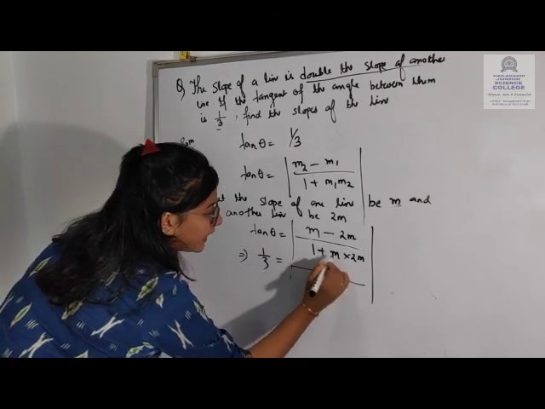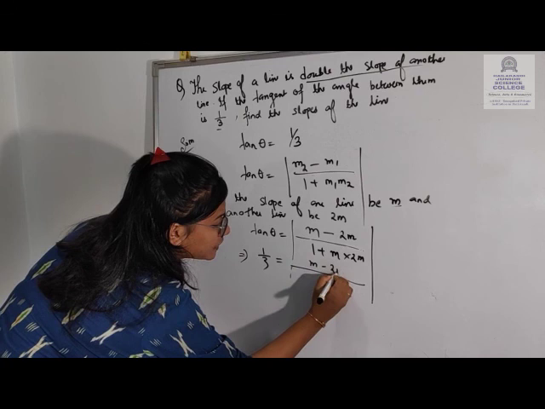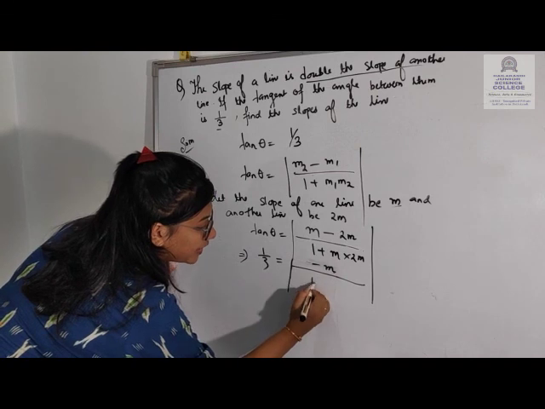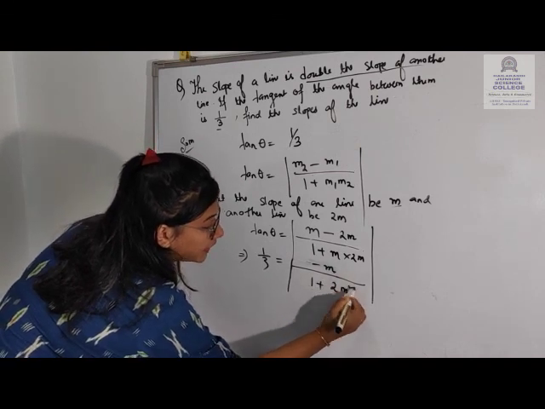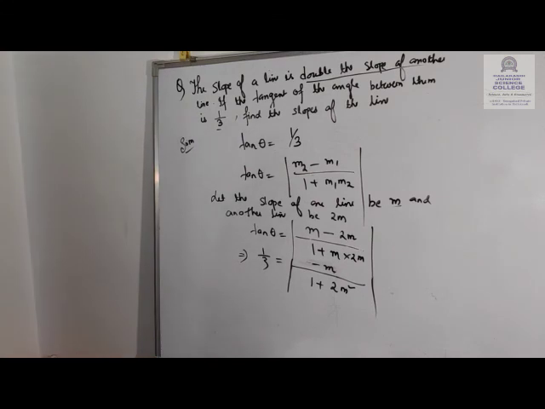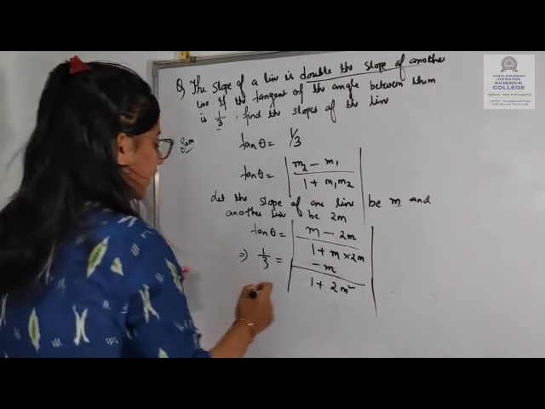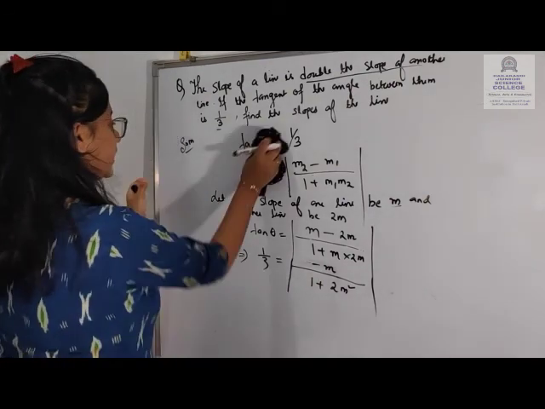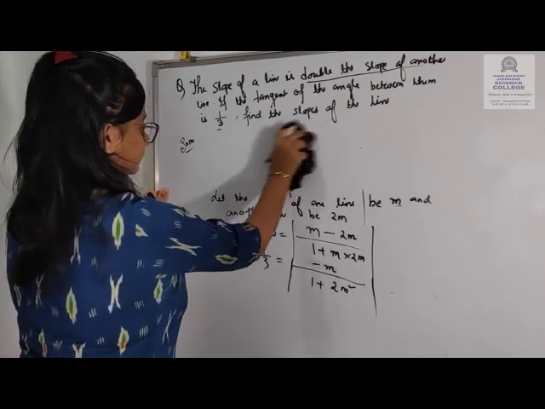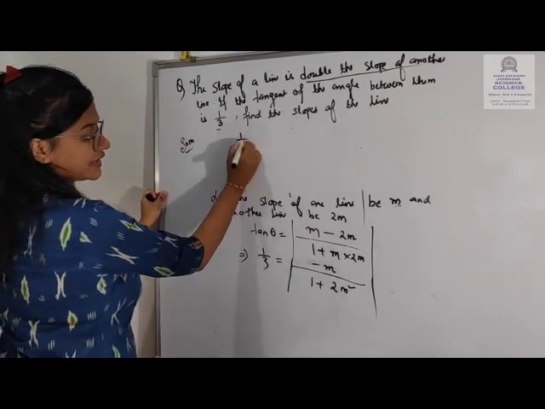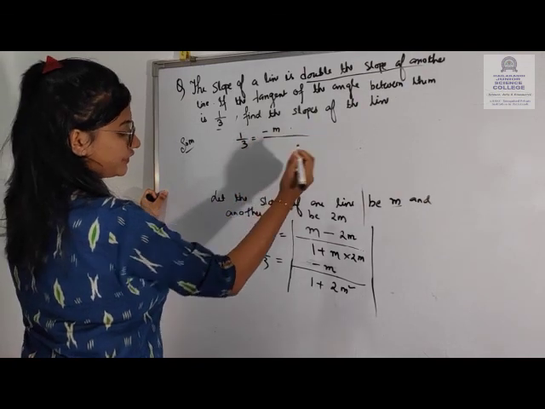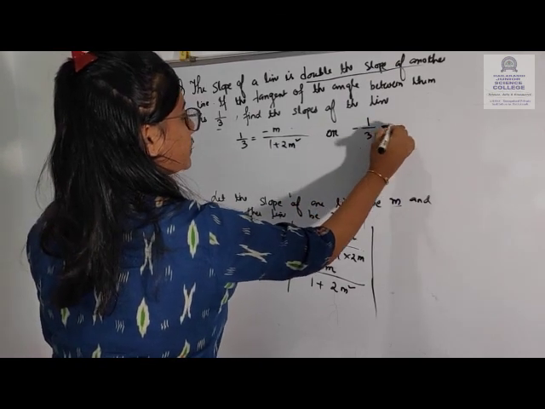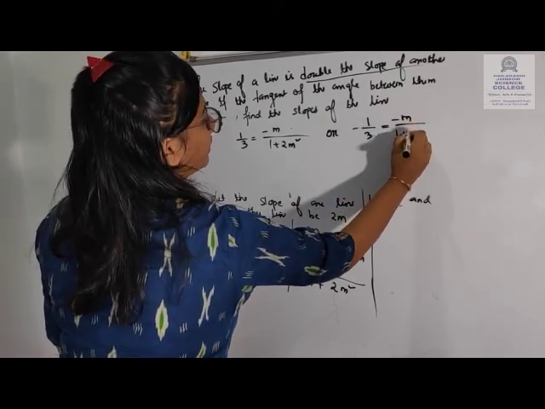So 1 by 3 is equal to m minus twice m. The value of m minus twice m is minus m, divided by 1 plus 2 m square. So 1 by 3 is equal to minus m divided by 1 plus twice m square. Now we will remove the mod sign. I have to take both parts: 1 by 3 is equal to minus m divided by 1 plus 2 m square, or minus 1 by 3 is equal to minus m divided by 1 plus twice m square.